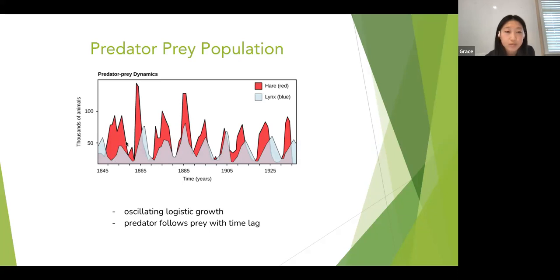And then since the prey population has decreased, the predator population will also decrease. And it'll go back and forth like that, with the predator following the prey with a slight lag due to time.